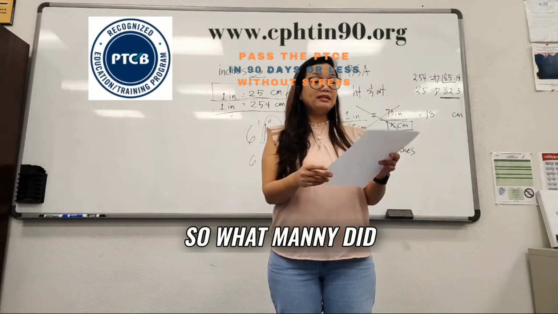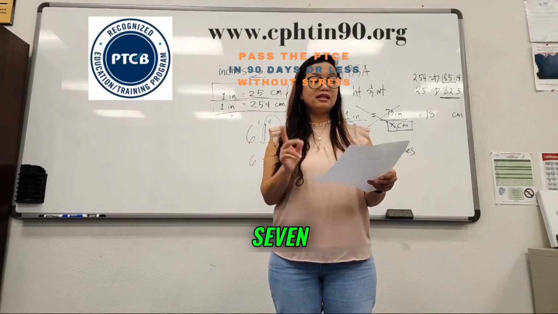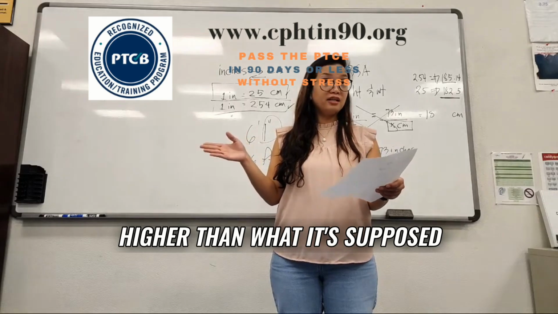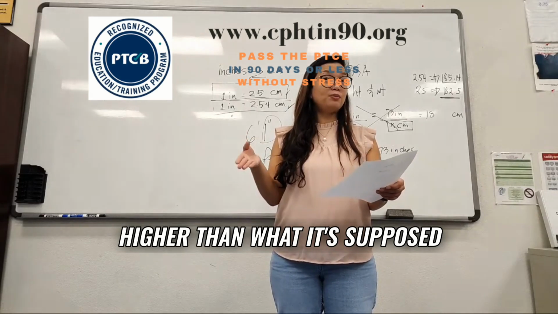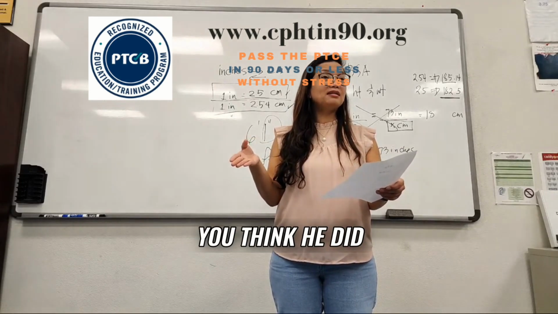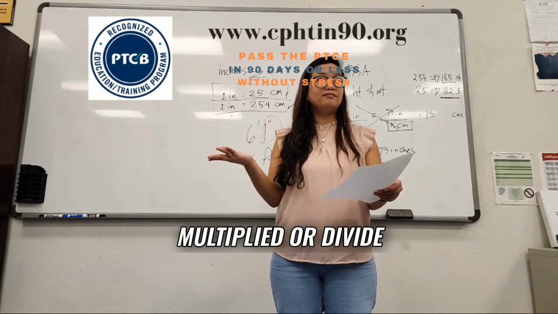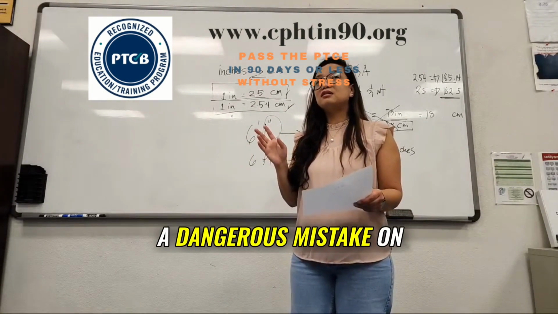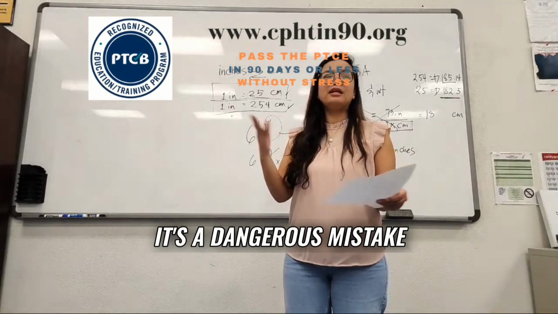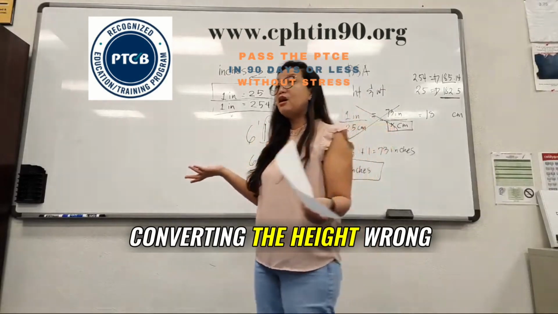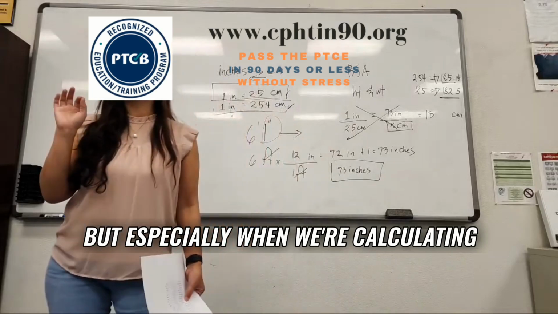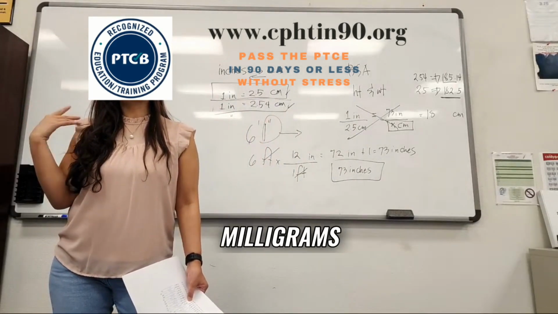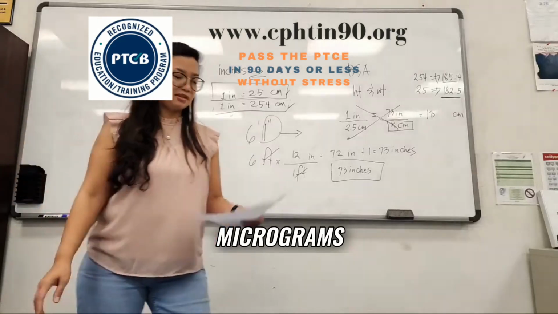So what Manny did, what do you think Manny did? 7, 8, and 9. His answers are what? Higher than what it's supposed to be. What do you think he did? Multiplied or divided? He multiplied. This is a dangerous mistake, converting the height wrong, but especially when we're calculating the amount of drugs once we get to milligrams. Okay? Milligrams, kilograms, micrograms.